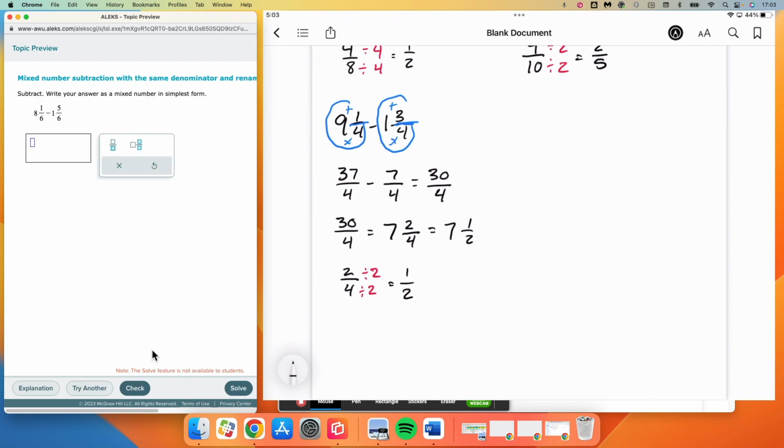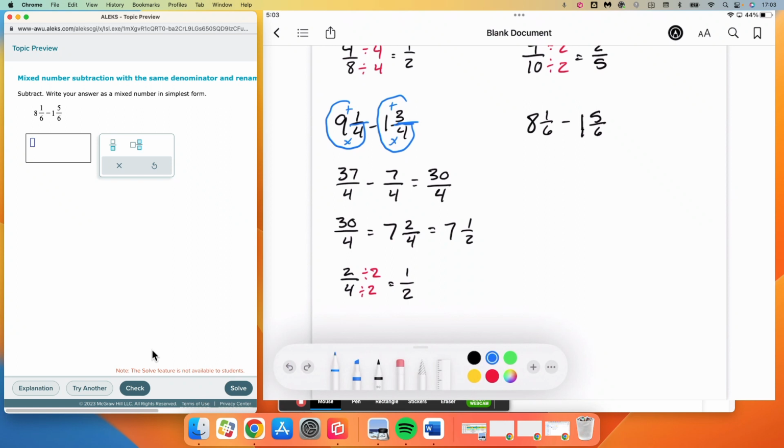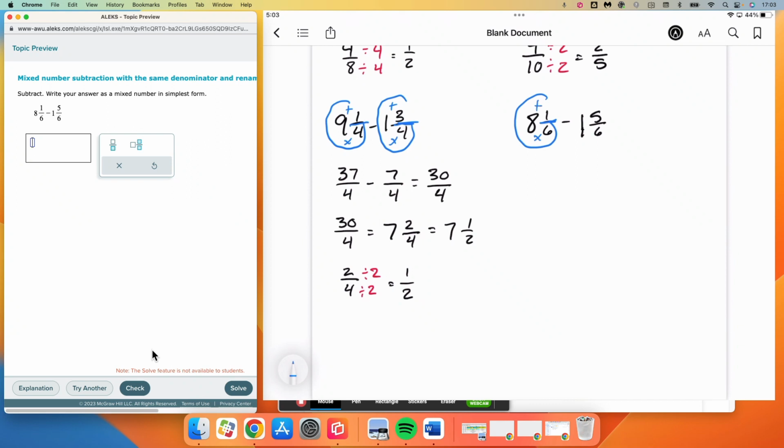Last one for this round, 8 and 1/6 minus 1 and 5/6. So again, converting both of them to an improper fraction using the G method. Six times 8 is 48, plus 1 is 49 over 6. 6 times 1 is 6, plus 5 is 11 over 6. 49 minus 11 gives us 38 over 6.